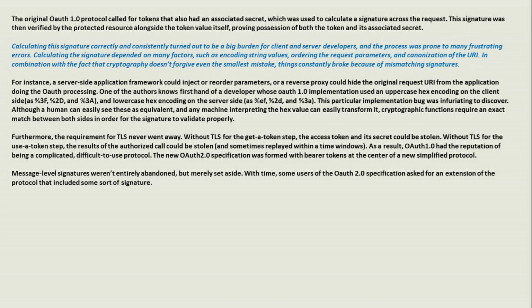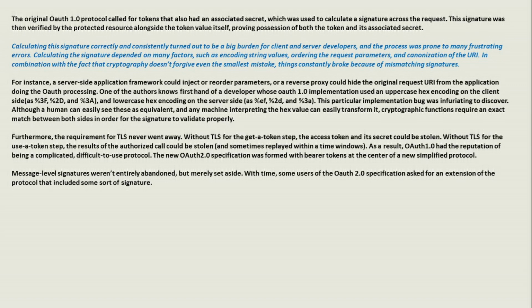The data is the same. But when coming to cryptographic things, cryptographic functions require an exact match between both sides in order for the signature to validate properly. And here there is a difference in the encoding, uppercase and lowercase hex encoding, and it's failing. So this is one of the examples that we have seen.